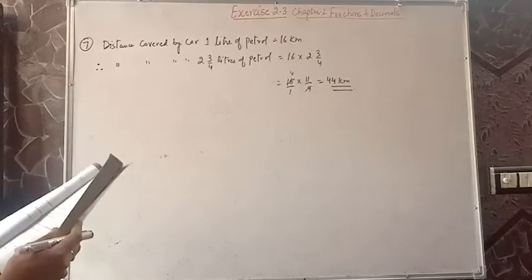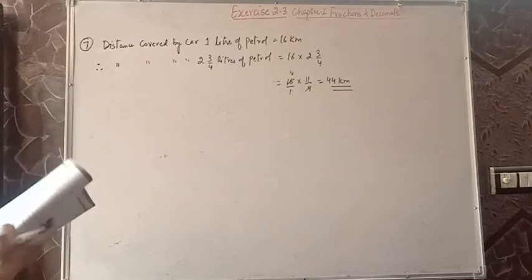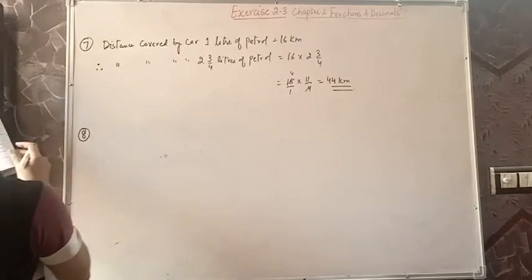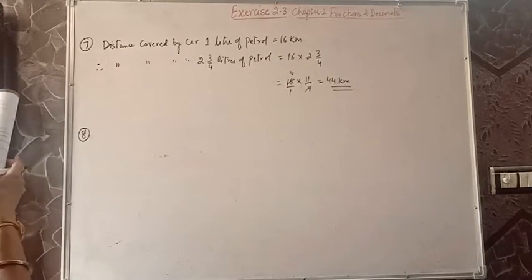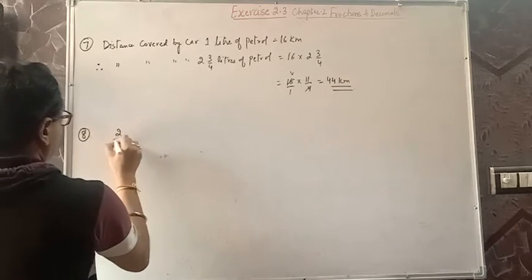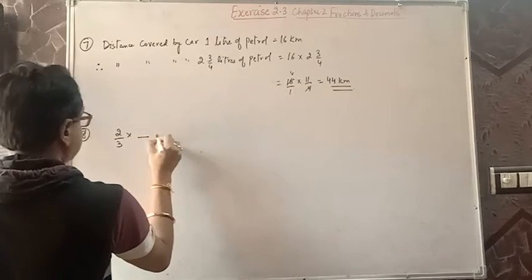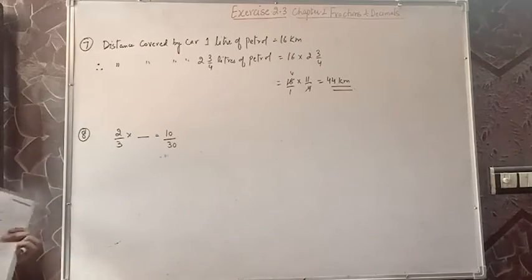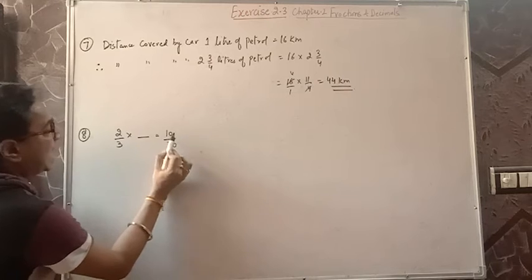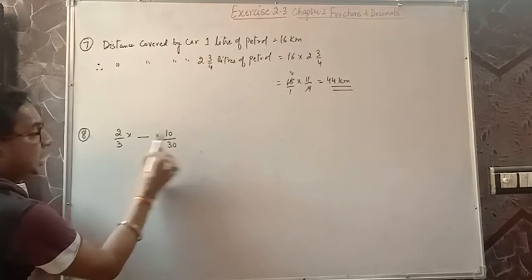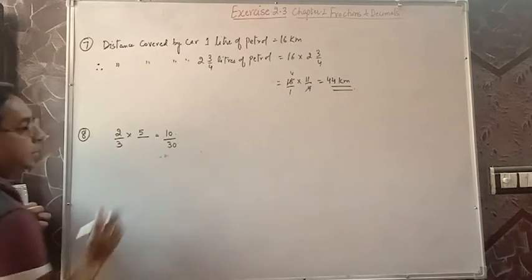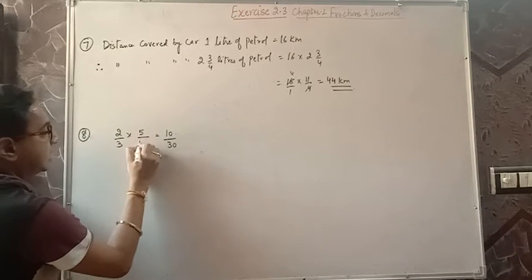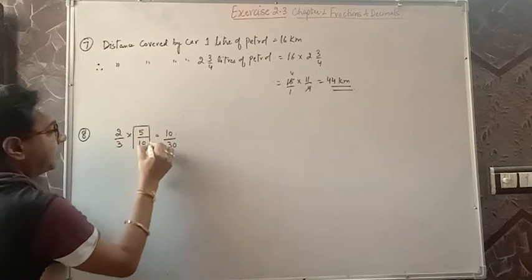Next, last question. Question number 8. Provide the number in the box such that 2 by 3 box is equal to 10 by 30. Simple. What shall I multiply 2 with so that I get the result as 10? We know that 2 into 5 is 10. Clear? What shall I multiply 3 with so that I get 30? That's 10. Therefore, answer is 5 by 10.